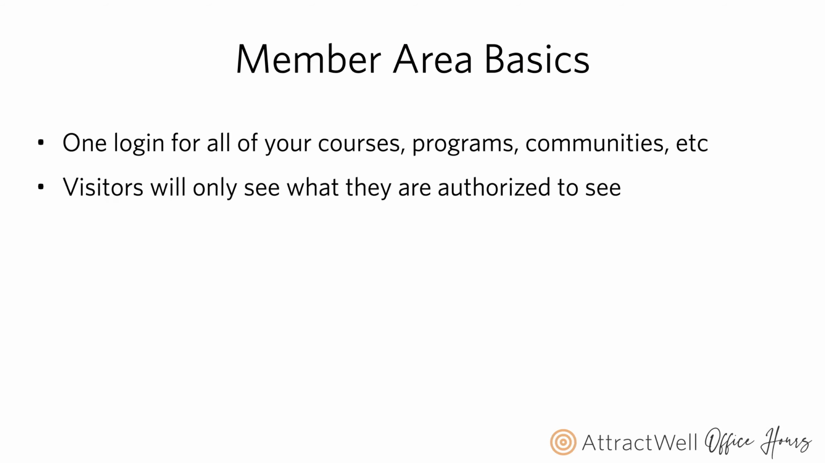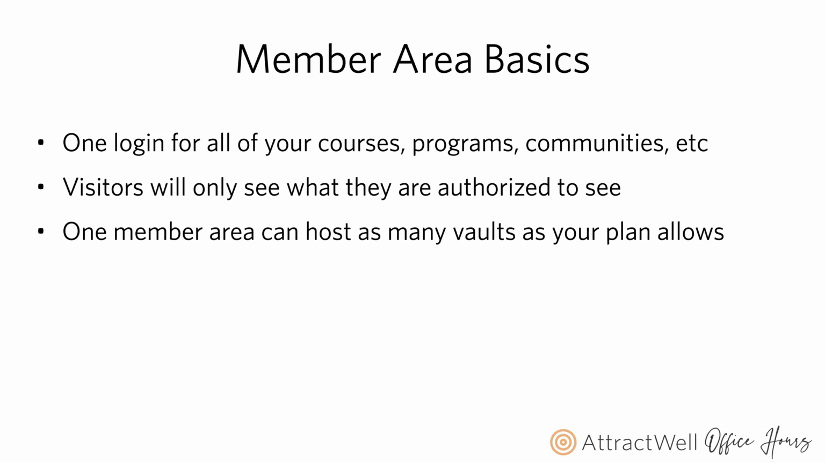People who are visitors to your member area, people who are in the member area, are only going to see what they are authorized to see. You could have 200 vaults, and at any given time, a person that is in your member area might only see 1, 2, 20. It just depends on that person and what they have purchased or what you've granted access to. That one member area can host as many vaults as your plan allows.